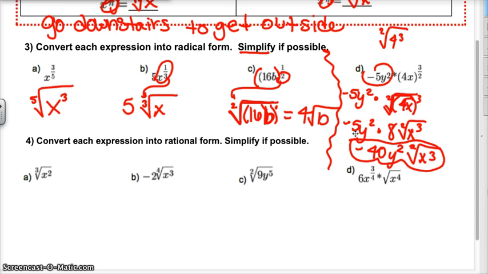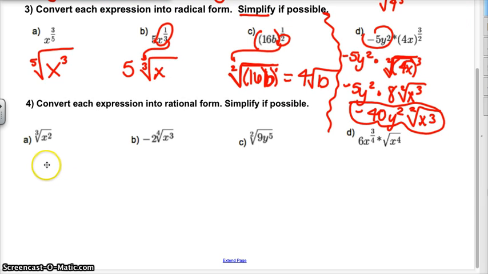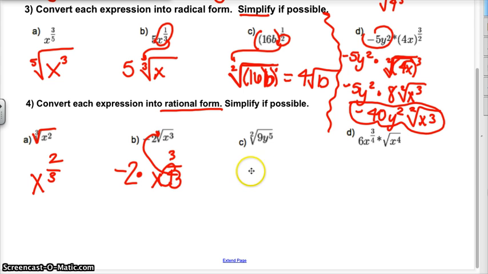This one is pretty darn complex, way harder than what you would ever see on a quiz or a test. All right, convert each expression to rational form. Rational meaning now we're looking to create that square root, that radical form, and put it into an exponent. If you have to go downstairs to get outside, then that means that 3 is the downstairs number, x to the 2/3. That negative 2 is kind of hanging out because the x is the only thing that the fractional exponent is touching. Downstairs to get outside.